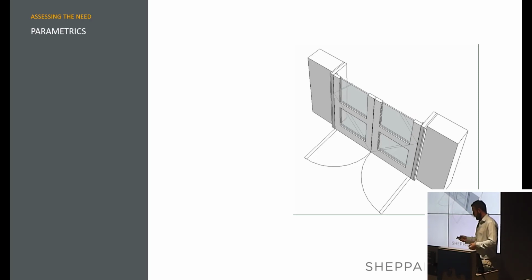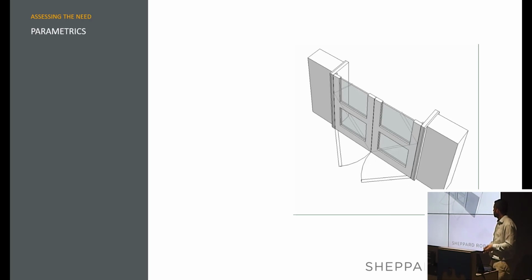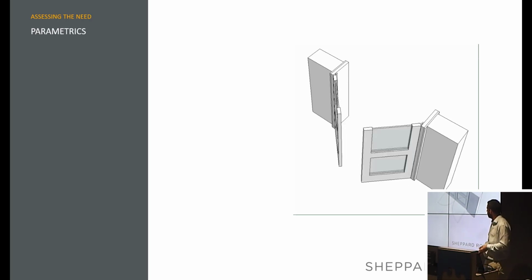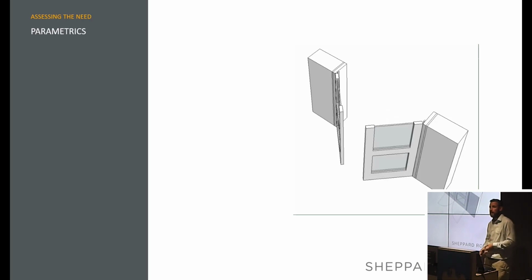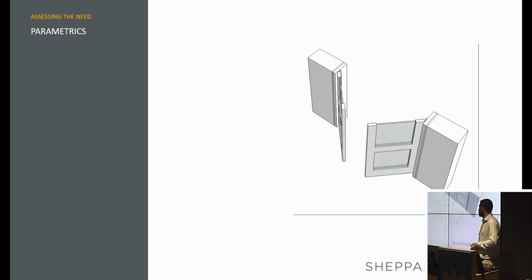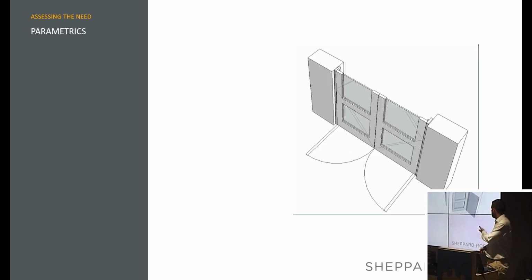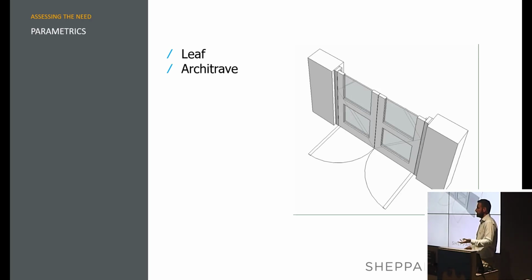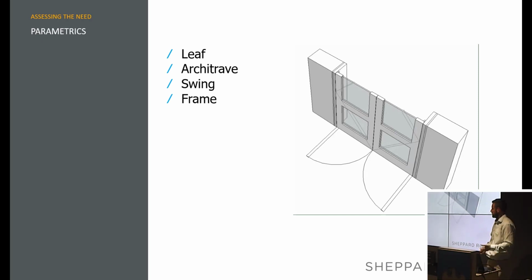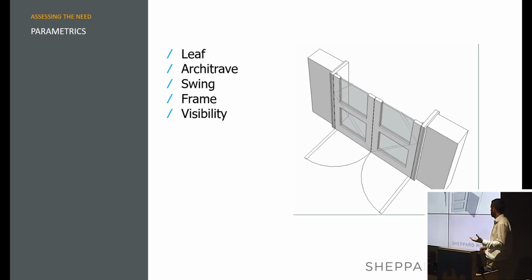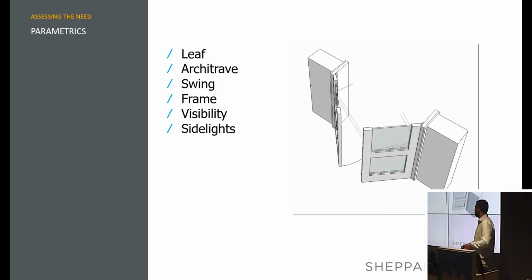So it also needs to be kind of parametric. What sort of things are we looking at? We need to adjust the leaf, architrave size, shapes, the swing, the frame, visibility. You need to be able to control all this. This is just flicking through some of the parameters and some of the flexibilities of our standard doors. Side lights, different openings if you've got those, the materials. You need to consider how you're going to control these when you're building your projects or your families.